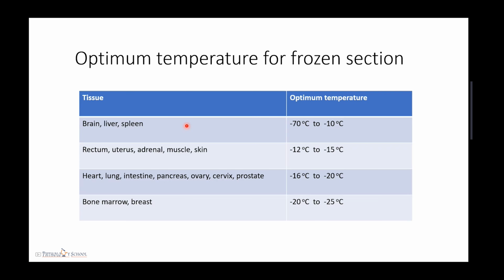Depending upon what tissue we are using or what sample we have received, the optimum temperature for different tissues is different, which depends on the water content and the lipid content of the tissue. So brain, liver, spleen, the optimum temperature is -10 to -70 degrees Celsius. Rectum, uterus, adrenal, muscle, skin, the optimum temperature for these specimens is -12 to -15 degrees Celsius. Then for heart, lungs, intestine, pancreas, ovary, cervix, prostate, it is around -16 to -20 degrees Celsius. Bone marrow and breast requires a temperature of -20 to -25 degrees Celsius.